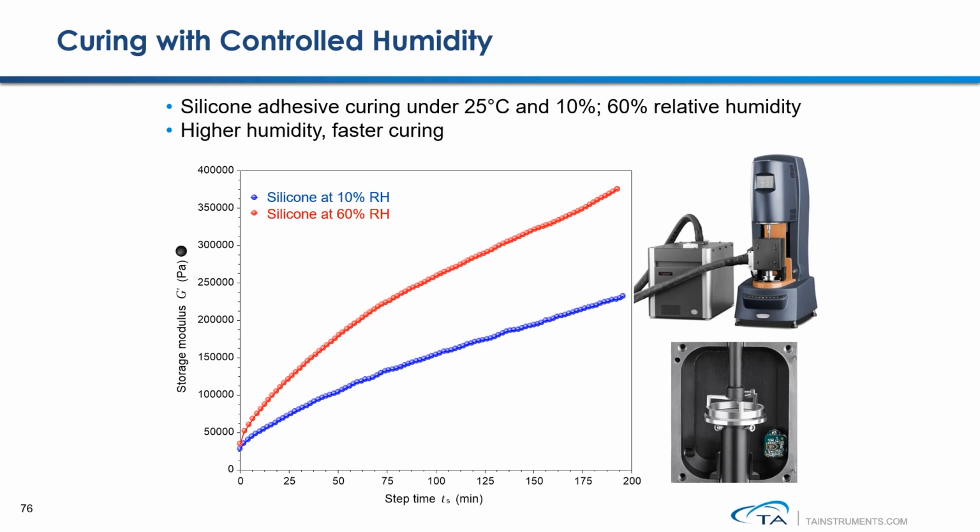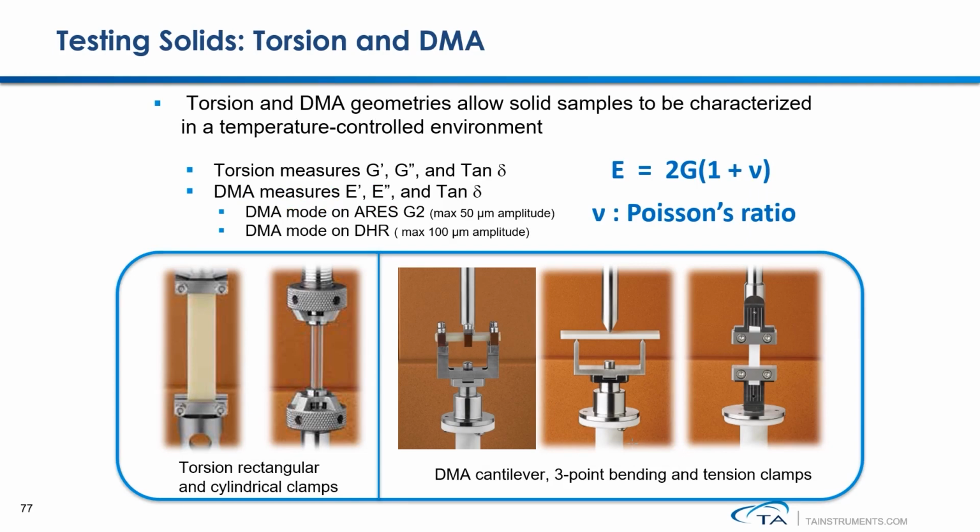In this last section, we would like to talk about how to measure the rheological properties of a polymer solid. To measure a solid sample, you can choose to use either the torsional geometries or one of these DMA geometries. For ARES-G2 users, the DMA test mode comes standard with all other tests. But for Discovery Hybrid Rheology users, you need to purchase a software key to enable this DMA test mode.